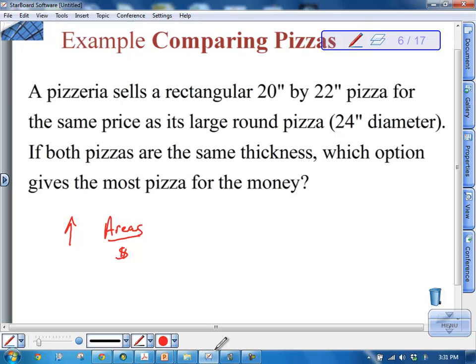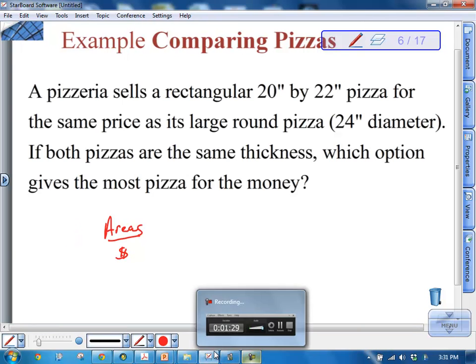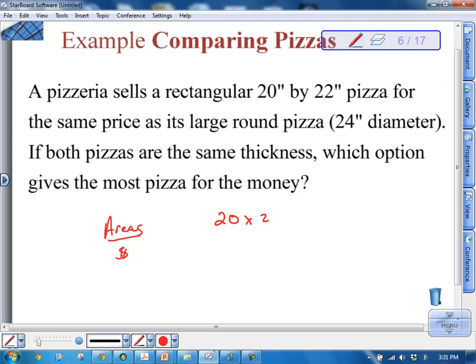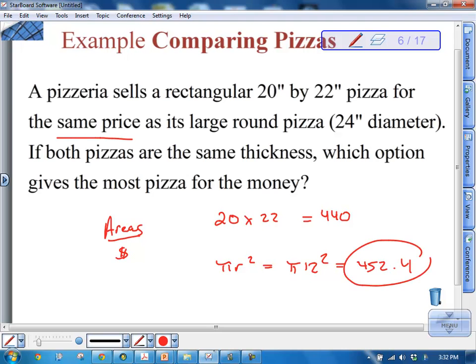Okay, so we need to calculate the area of both of these real quick. The first one is a rectangle, so it's just 20 by 22, which is 440. The second one then is pi r squared. For the area of the round one, it's got a 12-inch radius or a 24-inch diameter, so that'd be pi times 12 squared, which gives us about 452.4. So this one gives us more area for the same cost, because they are the same price. So because it has more area, then that one obviously will be the better option.